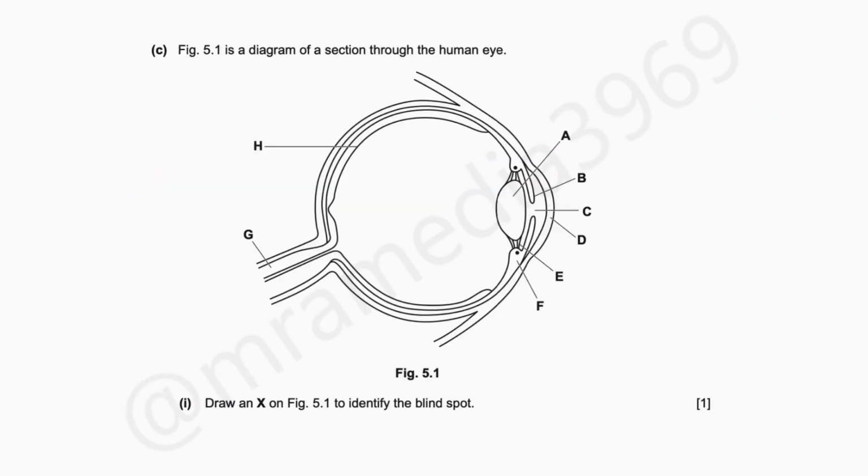Figure 5.1 is a diagram of a section through the human eye. Draw an X on figure 5.1 to identify the blind spot. Okay, so the blind spot refers to a specific area on the retina of the eye where the optic nerve exits the eyeball. In this region, there are no photoreceptor cells, rods or cones, present to detect light stimuli. Consequently, this part of the retina lacks the ability to form an image, leading to a small gap or blind spot in our visual field. From our diagram, we can perceive that the blind spot will be here.